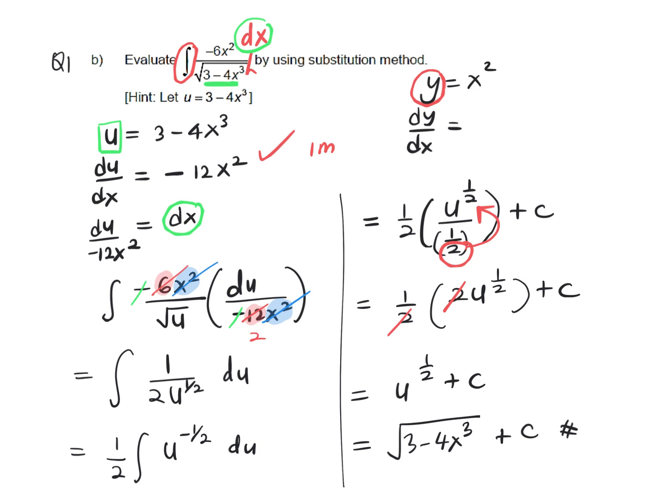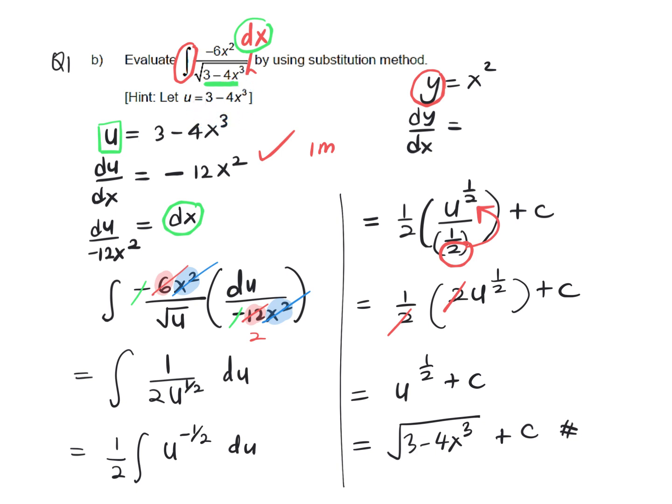Okay, for question number 1b, evaluate this integral, negative 6x squared over the root of 3 minus 4x cubed dx. Please solve this using the substitution method. In fact, you are given the hint here: your u value is equal to 3 minus 4x cubed.